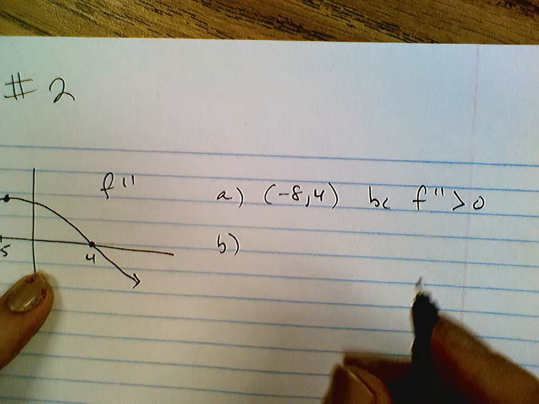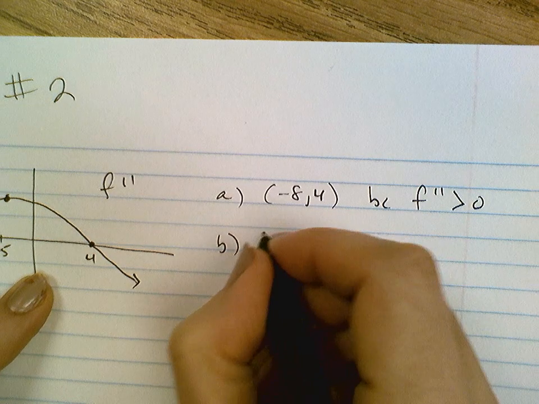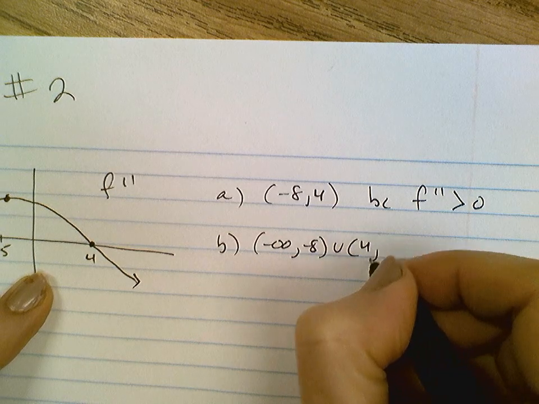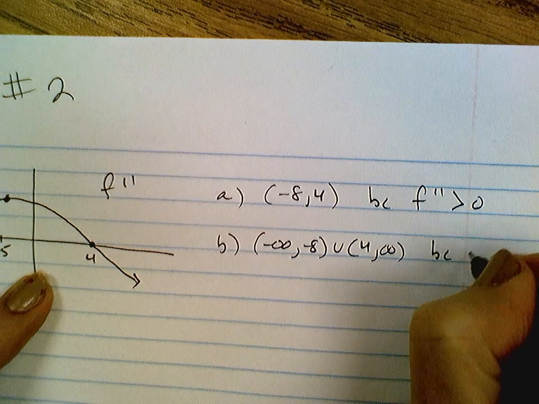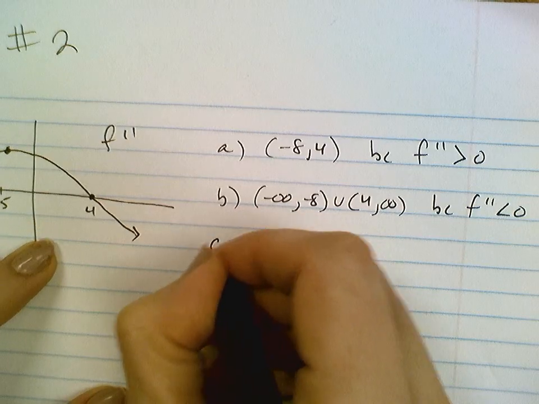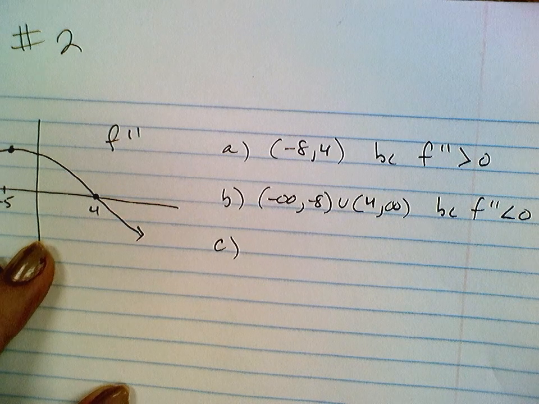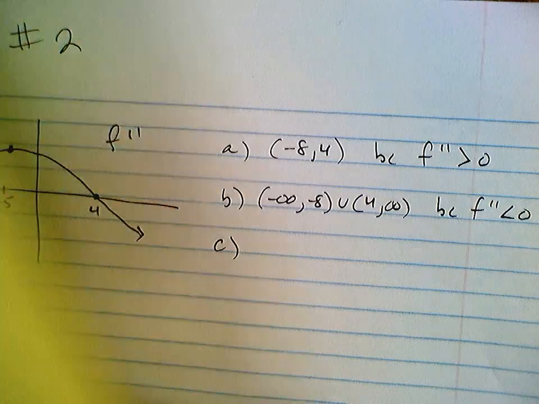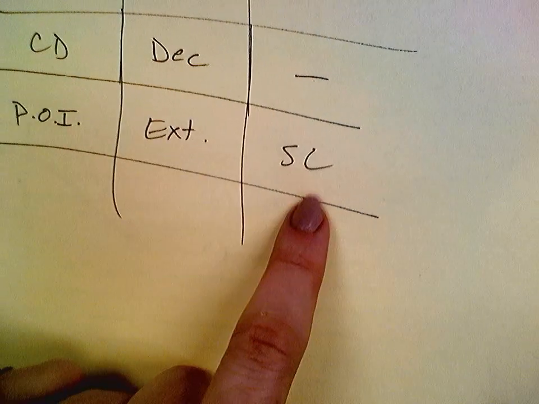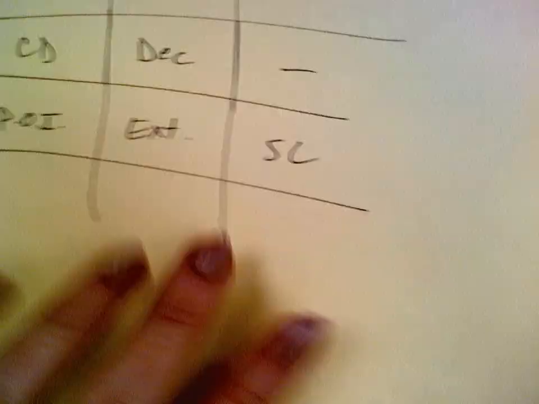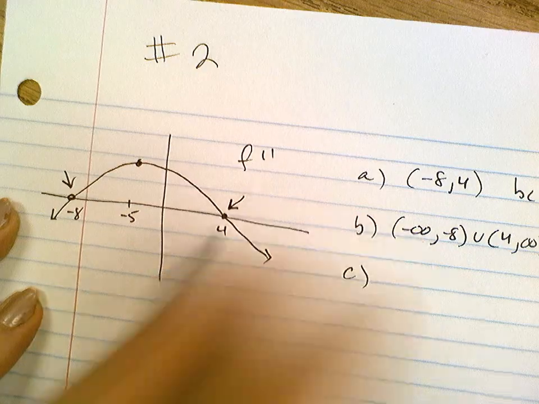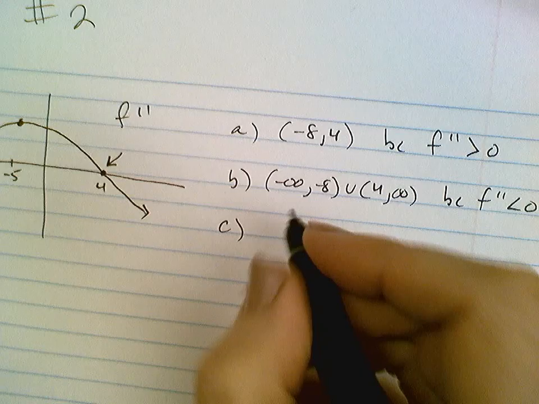B, concave down, -infinity to -8 union 4 to infinity, because F double prime is less than 0. And then C, for point of inflection, I'm looking for a sign change. All right, so we've got sign changes at those values there.